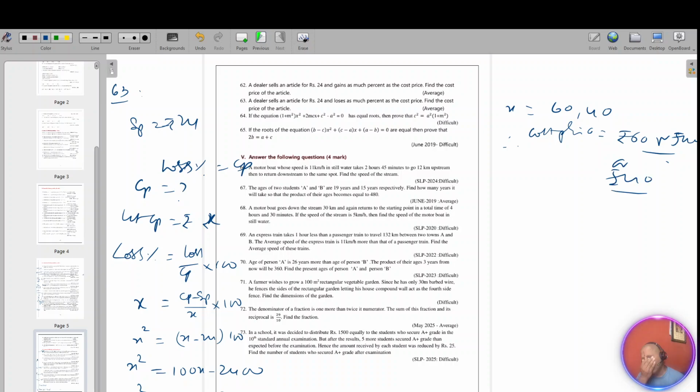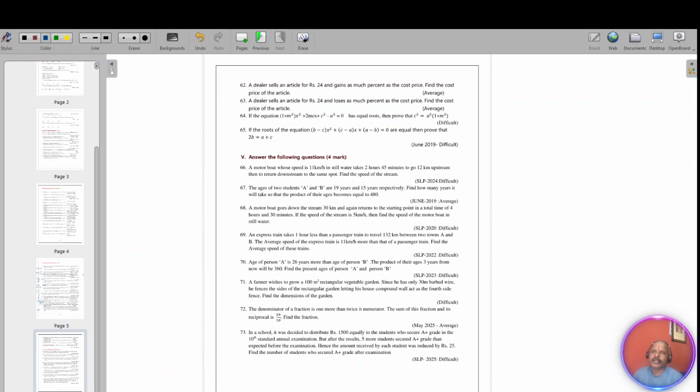Remember, the formulas are very important. They are just refreshing us on the formulas. We'll see the next question. Question 64 is a kind of application problem. Very important. 64 and 65 are very important. Tough problems. That's why they said difficult here also.